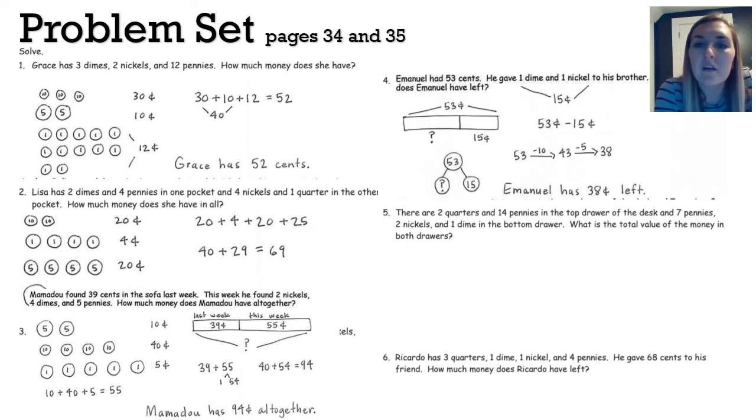Problem 4. How much money does Emmanuel have left? Try turning and talking with a parent or somebody next to you to explain how you solved this problem. You can pause the video. All right, this problem was takeaway. 53 minus 15 equals 38. Emmanuel has 38 cents left.